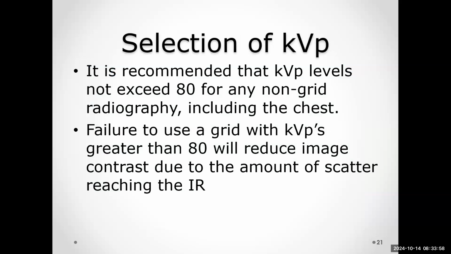So the selection of kVp is very important. It is recommended that kVp levels not exceed 80 for any non-grid radiography, including the chest. Really and truly, with digital imaging, if you're going to use over 80 kVp, you really need to have a grid. So you either need to be doing it in the table bucky, the wall bucky, or using the clip-on type portable grid. Failure to use a grid with kVp greater than 80 is going to reduce your image contrast due to the amount of scatter that reaches the IR.